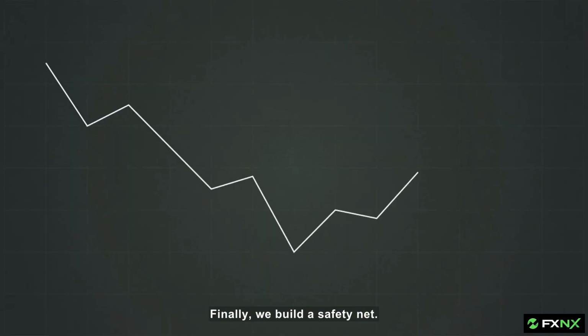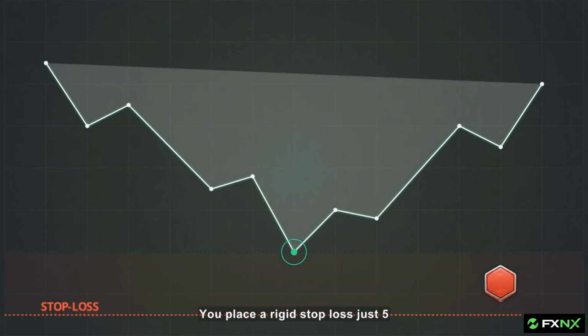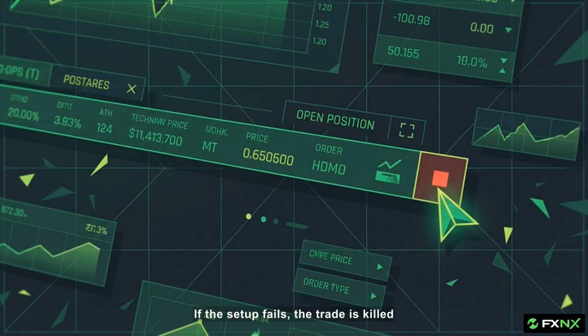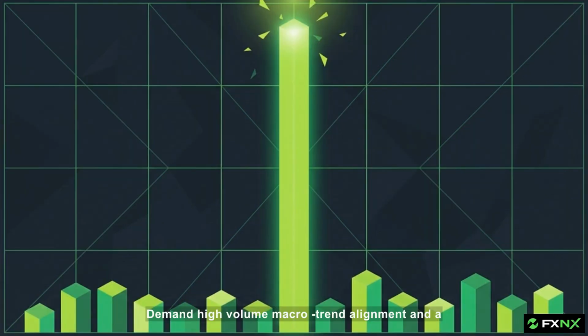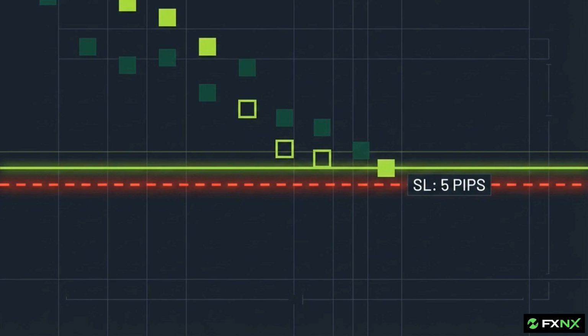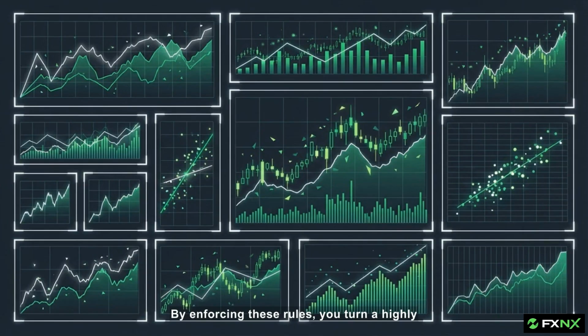Finally, we build a safety net. You place a rigid stop loss just 5 to 7 pips below the most recent swing low. If the setup fails, the trade is killed instantly. Demand high volume, macro trend alignment, and a microscopic stop loss. By enforcing these rules, you turn a highly vulnerable timeframe into a protected mathematical system.